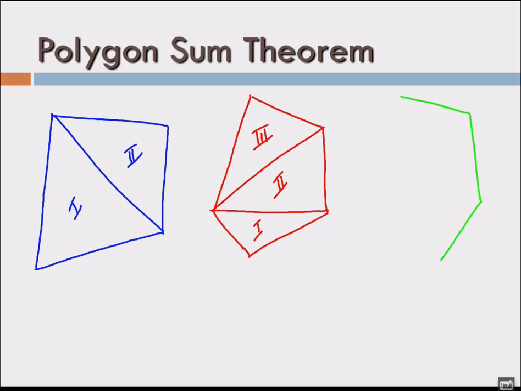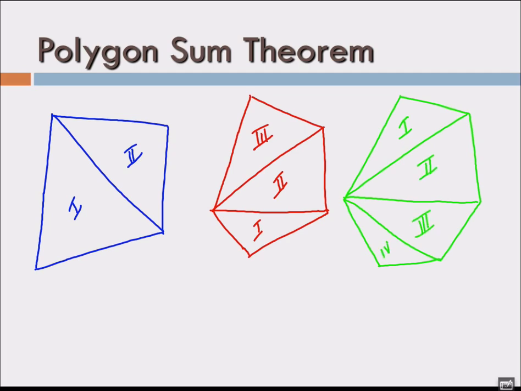1, 2, 3, 4, 5, 6. Using Michelle's technique again, from one vertex we make a bunch of triangles. How many triangles will I get out of a hexagon? 4. I, II, III, and IV. 4 times 180 is? Good. That'll help you on the next quiz. 720. Good.